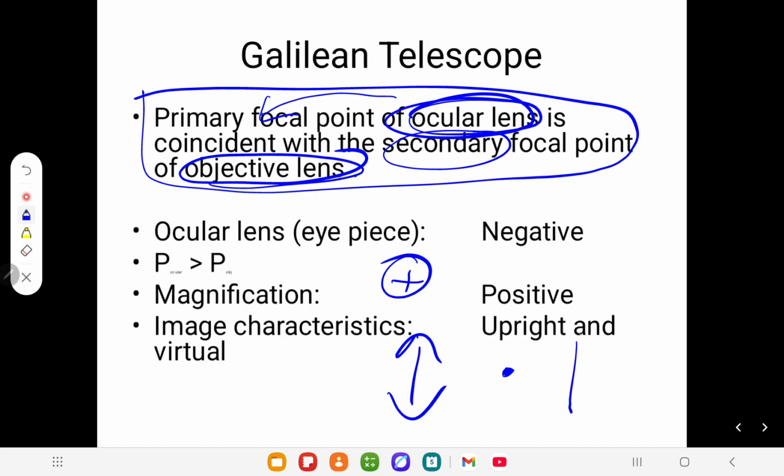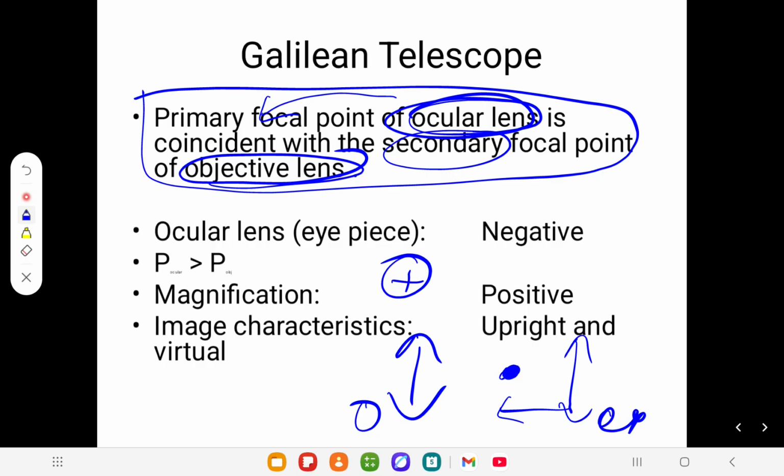We know another length, no matter what it could be. It could be plus or minus. If it is plus, then it's the primary focal point. The secondary focal point of the objective lens and the primary focal point of the eyepiece should coincide, and that's the principle, no matter whether it's a Galilean telescope or a Kepler telescope.